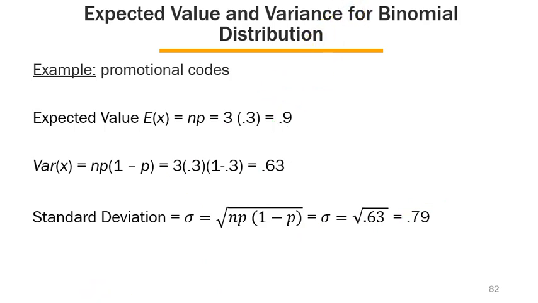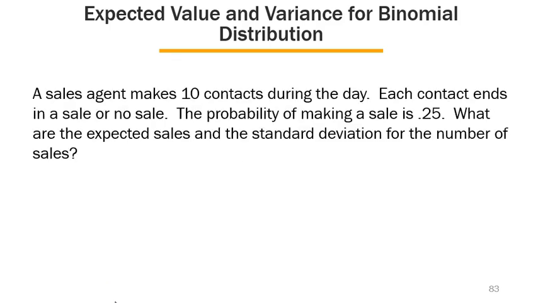So then let's think about another example or give you an opportunity to work through this on your own. So I encourage you to pause the video and try this. But going back to the example with the sales agent making 10 contacts during the day, and again, the contact ends in sale or no sale, and the probability of making a sale is 0.25. So what are the expected sales and the standard deviation for the number of sales? So go ahead and pause the video and take a minute to make those 2 calculations before going forward.